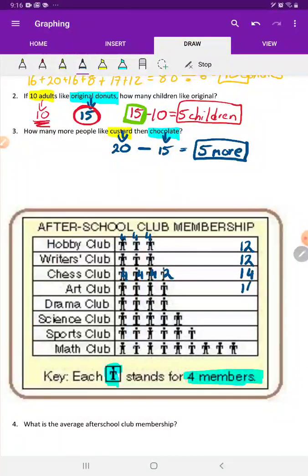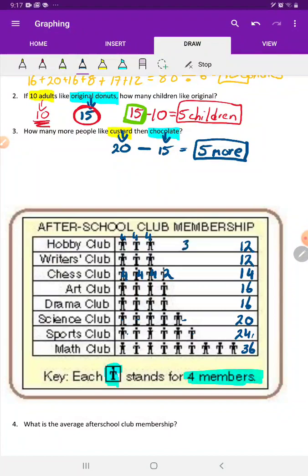Then this one is 16, 16, 20, 24, and 36. Okay? And we can figure that out by 4 times 4 is 16. 4 times 4 is 16. 5 times 4 is 20. 6 times 4 is 24. And 9 times 4 is 36.